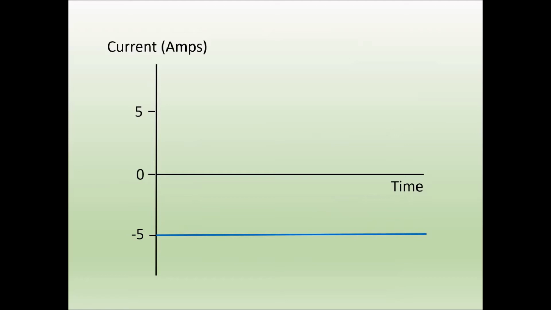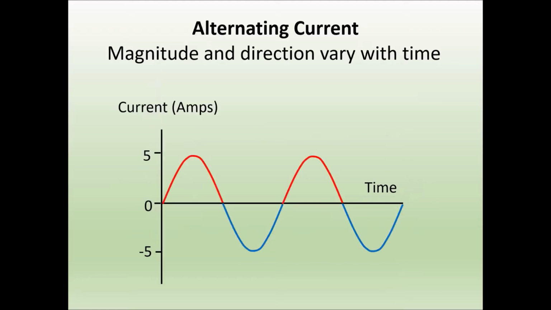Things are very different when we come to alternating current. The name's a bit of a giveaway, really, isn't it? An alternating current has a magnitude and a direction, both of which vary with time. I've drawn a graph here showing an alternating current that goes up to 5 amps, then back to 0, then changes direction and goes to minus 5 amps, and so on.